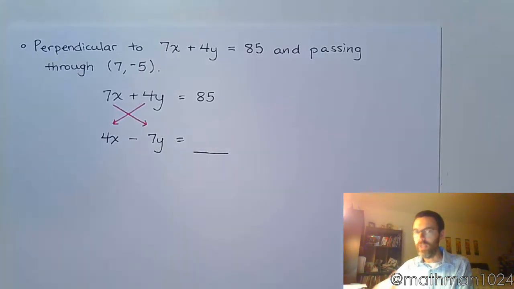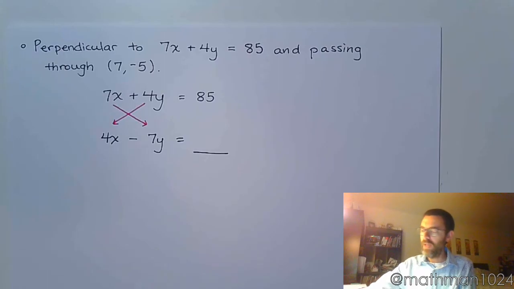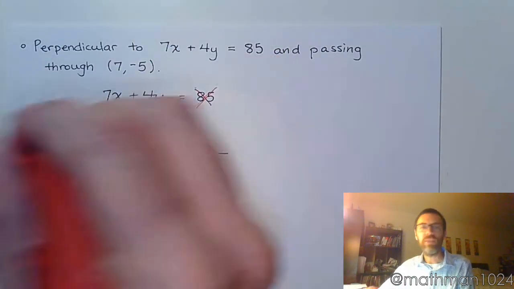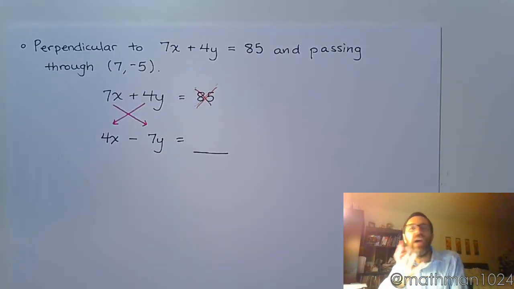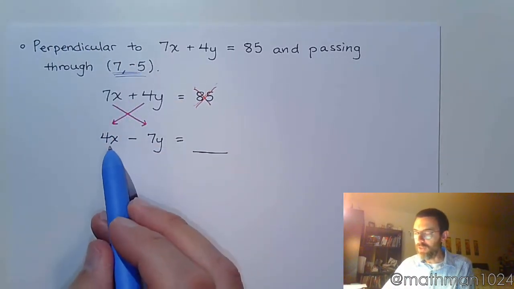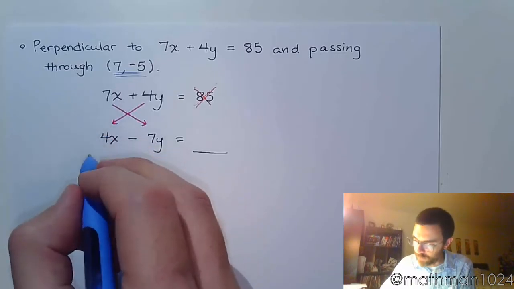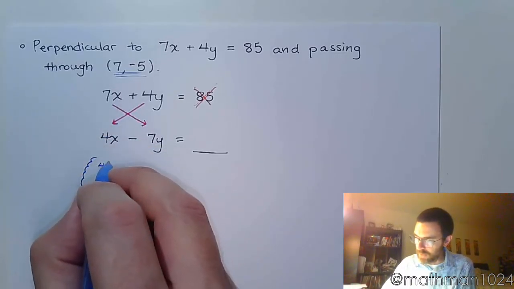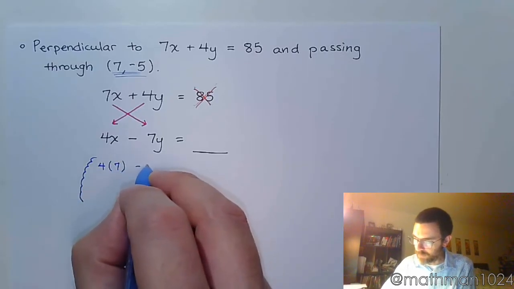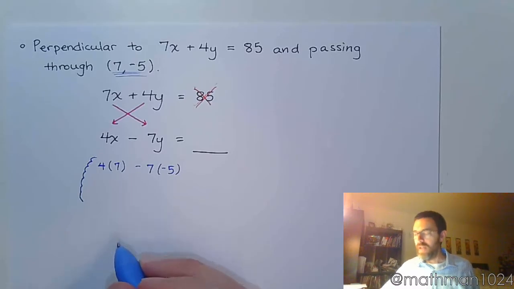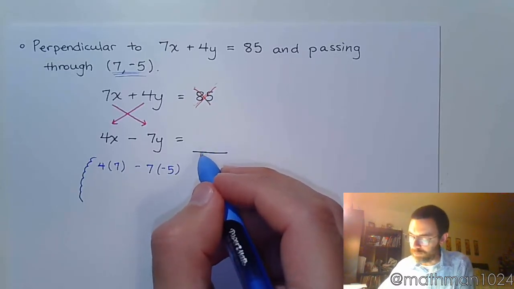Well, I'm going to tell you right now that this 85 doesn't mean anything. He's not used at all. What we're going to do is use the ordered pair that we were given right here, and plug them in for x and y in our new equation. So, in our little thought bubble, that's going to be 4 times 7 minus 7 times negative 5. You work this out, and that's what that number is going to be right there.